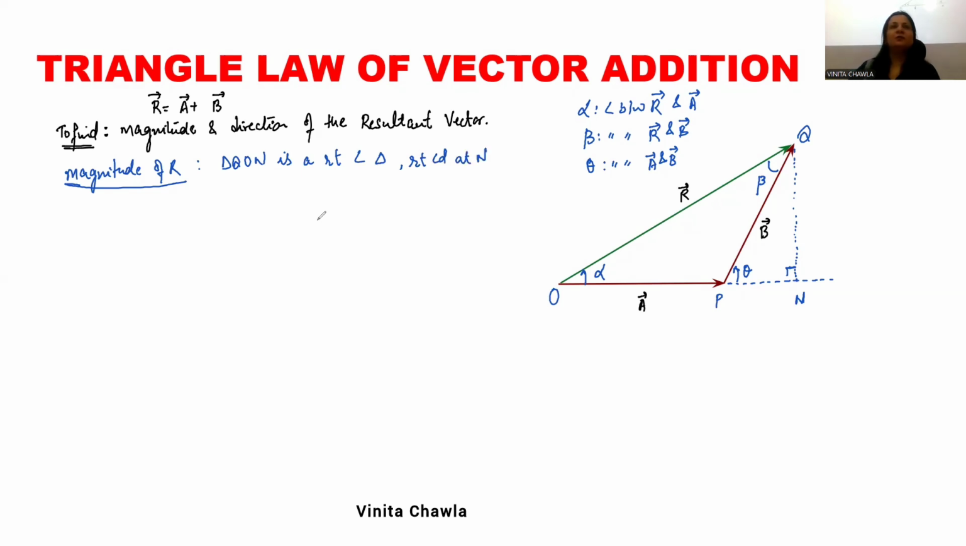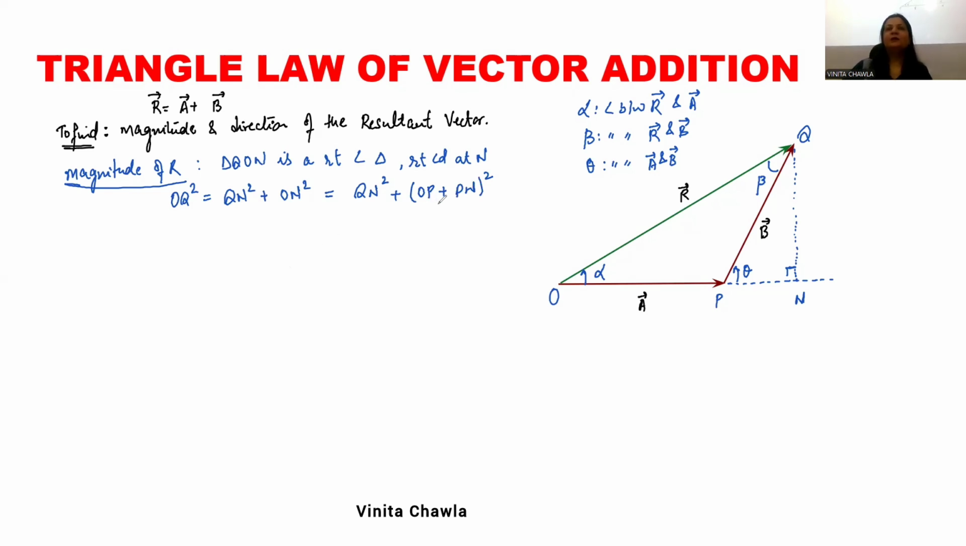So we can apply Pythagoras theorem here. And it says that square of hypotenuse is equal to square of perpendicular plus base square. So what is hypotenuse here? It's OQ. So OQ square is equal to QN square plus ON square. Any doubt? ON can be written as OP plus PN. So this can be further written as QN square, and ON can be written as OP plus PN whole square.